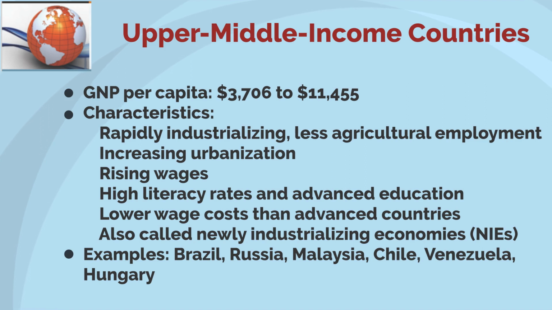Upper middle income countries. The characteristics of upper middle income countries are rapidly industrializing, less agricultural employment, increasing urbanization, rising wages, high literacy rate and advanced education, and lower wage costs than advanced countries. Also, they are referred to as newly industrialized economies or NIEs. The examples of upper middle income countries include Brazil, Russia, Malaysia, Chile, Venezuela.